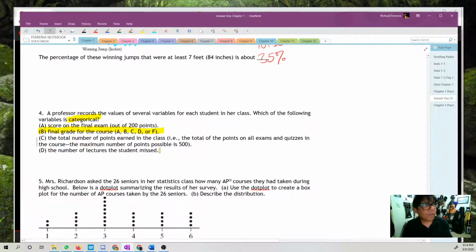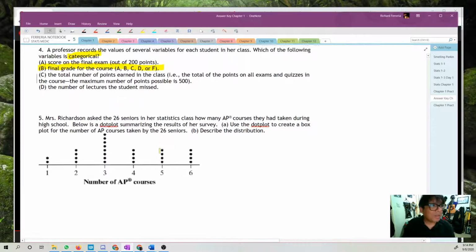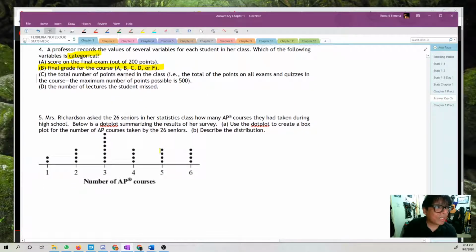Okay, number 5. Mrs. Richardson asked 26 seniors in her statistics class how many AP courses they took during high school. Below is a dot plot summarizing the results of her survey. And it says to use a dot plot to create a box plot for the number of AP courses taken by the 26 seniors, and then describe that distribution.